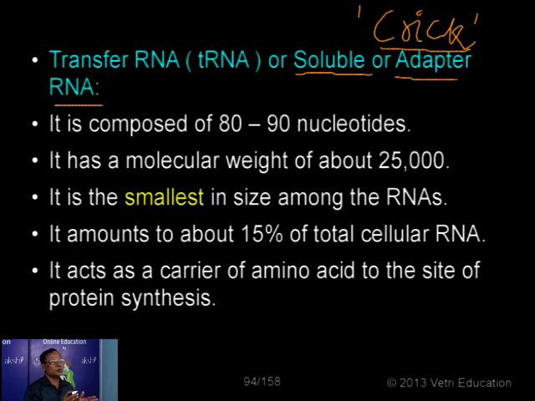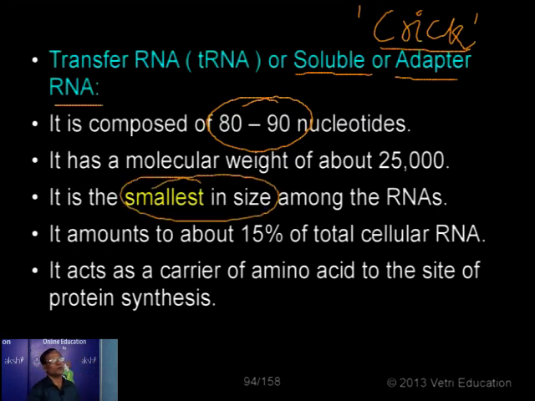Now, it is normally shorter in length, the smallest RNA, because it has only 80 to 90 nucleotides. It's a short chain, but it is in a folded form, unlike the mRNA, which is unfolded and is of the longest length. Here it is folded in nature, having only a few nucleotides. It is the smallest in size when compared to the rest of the RNAs, so it has a lower molecular weight. There you have 5 lakh, here only 25,000, because it contains only a few nucleotides.